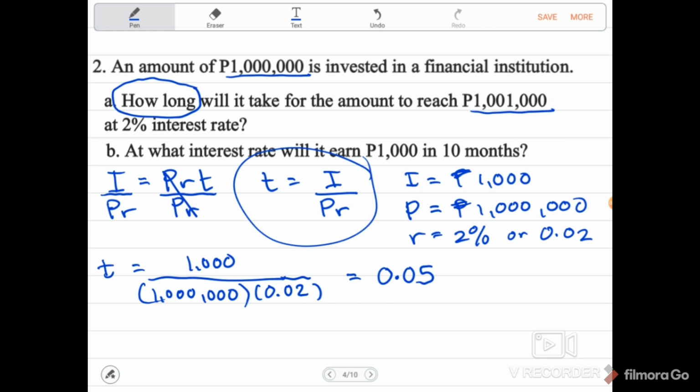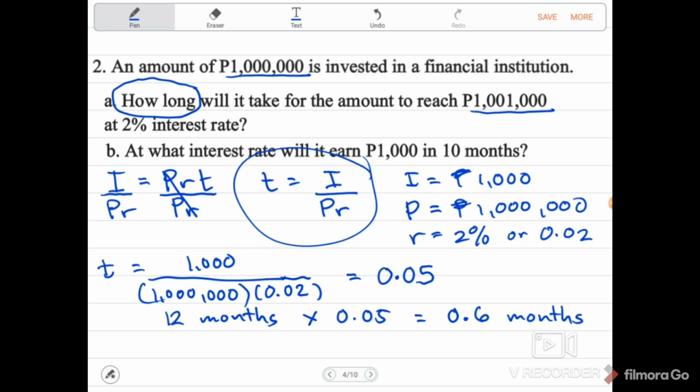Okay? So, tandaan natin, kapag simple interest, that is 12 months, kasi within a year, no? Or less than a year. So, gagawin lang natin is ita-times lang natin to para malaman natin kung ilang buwan ba. So, 12 months times 0.05. So, that is 12 times 0.05. It will give us 0.6 months. So, kailangan lang natin ng 0.6 months or wala pang isang buwan para makuha natin yung 1,001,000 pesos.